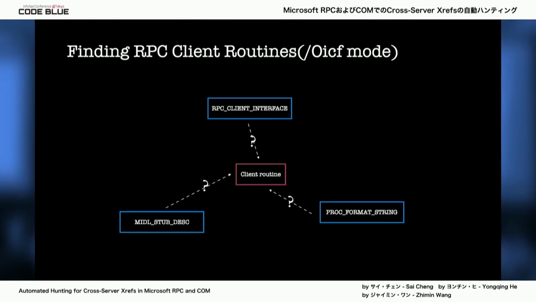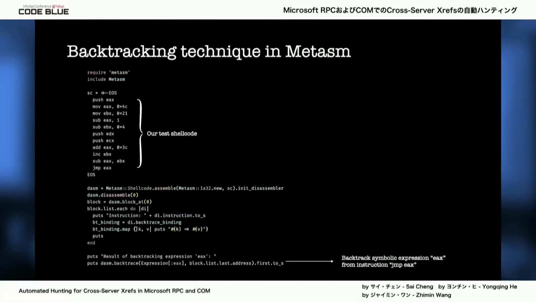More precisely, we need to statically obtain the constant values of the first two parameters of NdrClientCall2, which are the addresses of the key data structures. Okay, let MetaSm come on stage. It will solve our problems. MetaSm is a cross-architecture assembler, disassembler, compiler, linker, and debugger written in pure Ruby. It has a great feature, backtracking.